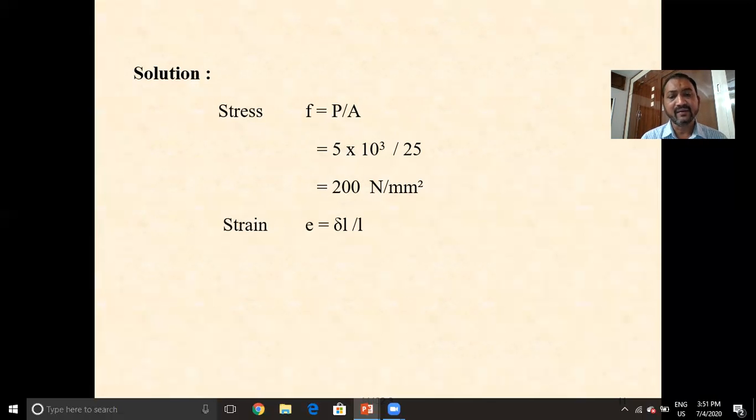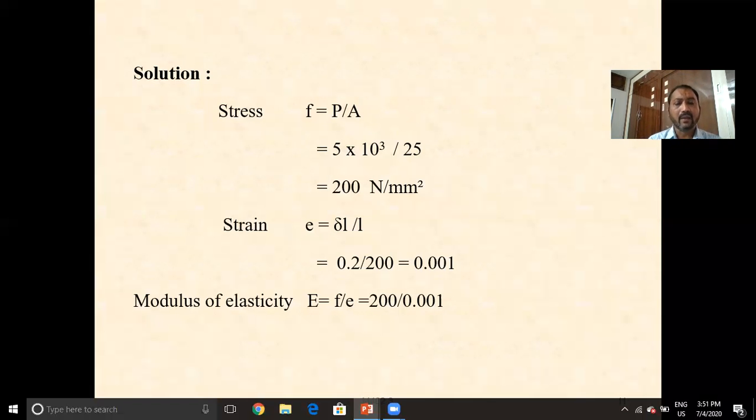Next, we know that strain is equal to delta L by L, that is the change in length by the original length. The change in length, that is the extension, is given as 0.2 millimeters, and we have the original length of 200 millimeters. So 0.2 by 200 comes to be 0.001. That is the strain.